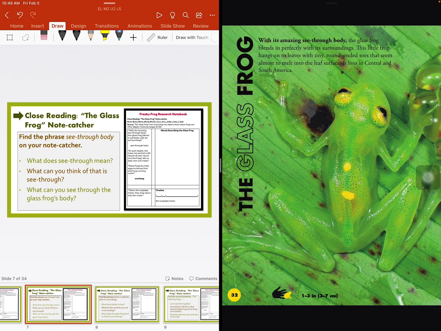Okay, find the phrase see-through body on your note catcher. What can you think of that is see-through? Great. What can you see through the glass frog's body? Right, good job.